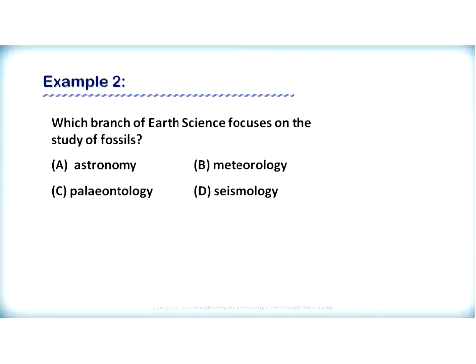Another example, example number 2. Which branch of Earth science focuses on the study of fossils? Our choices would be A, astronomy, B, meteorology, C, paleontology, and D, seismology. So the focus of the question asks about the study of fossils. And fossils are once living things, which is closely connected to biology. And here our answer would be paleontology, C.